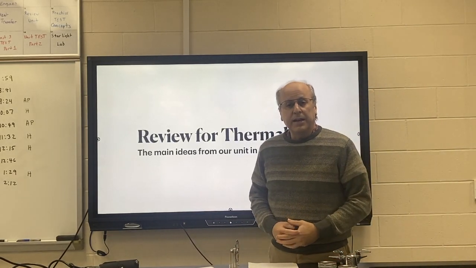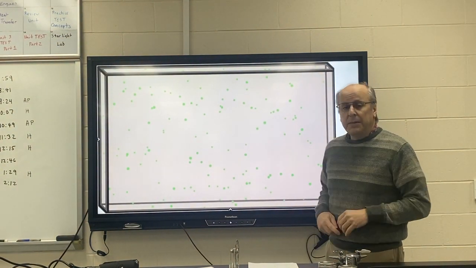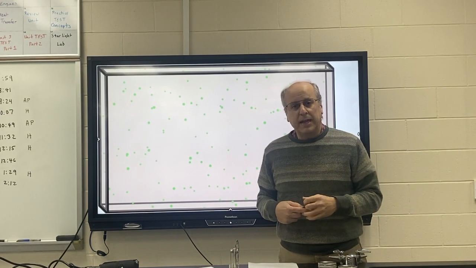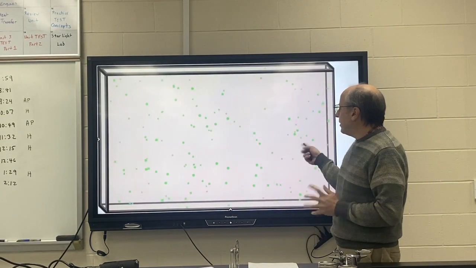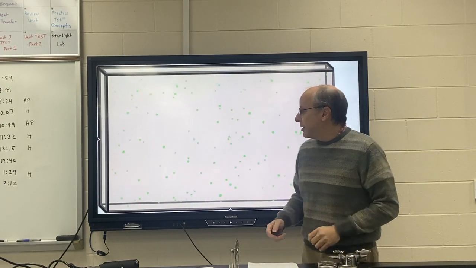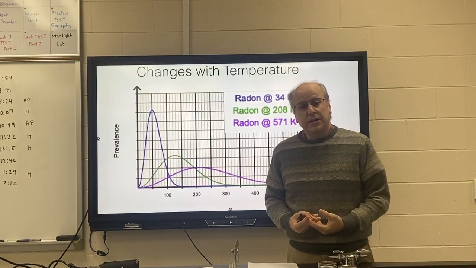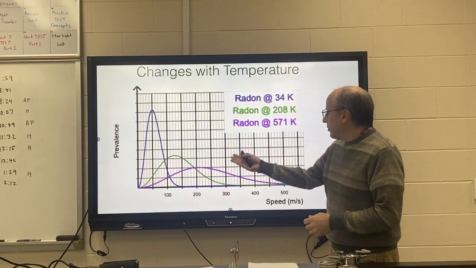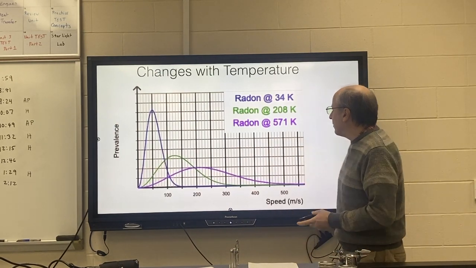Today I'd like to get you ready for your thermal test. So the big thing you want to keep in mind is when we're looking at a box full of gas, that the gas particles are in random motion, random in terms of speed and direction. When we look at a distribution of the speeds, we get graphs that kind of look like bell curves, but shifted a little bit to the right.